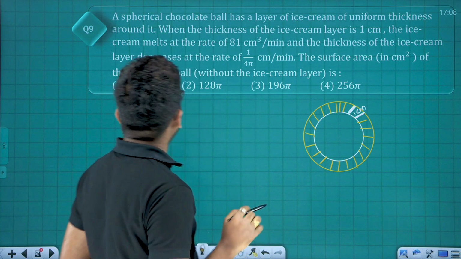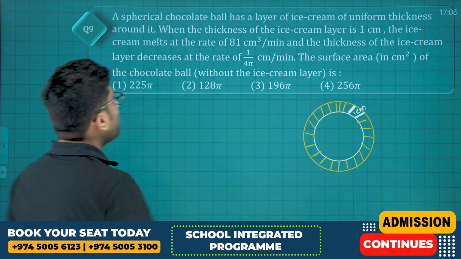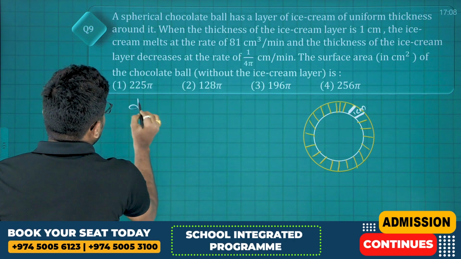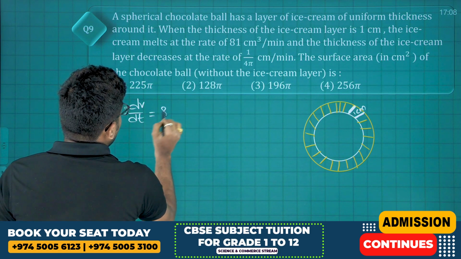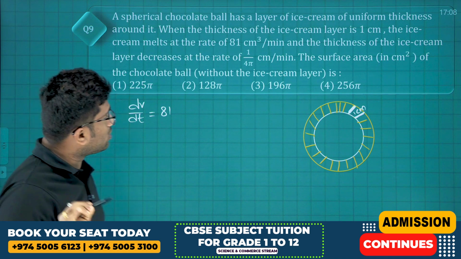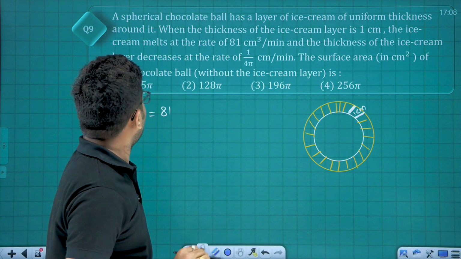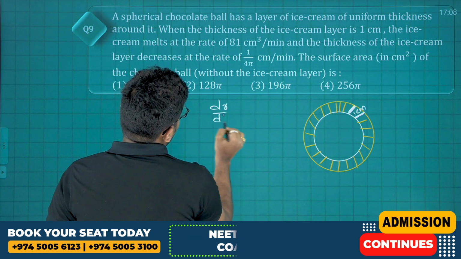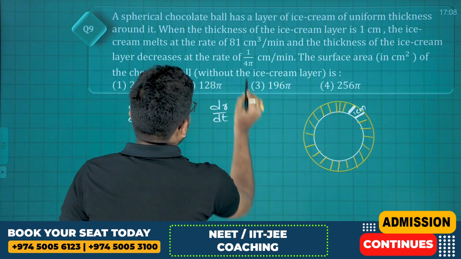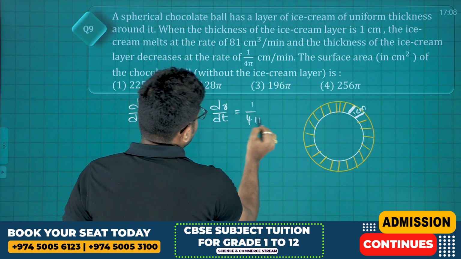The ice cream melts at the rate of 81 centimeter cube per minute, which means the rate of change of volume, dV by dt, is 81, they have given. And the thickness of the ice cream layer decreases, which means dr by dt is given as 1 by 4 pi.